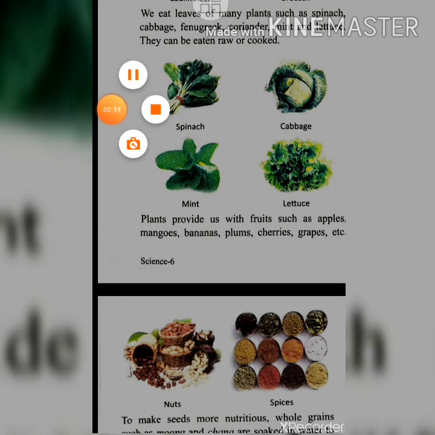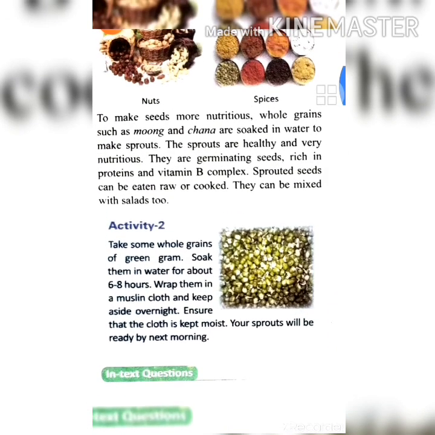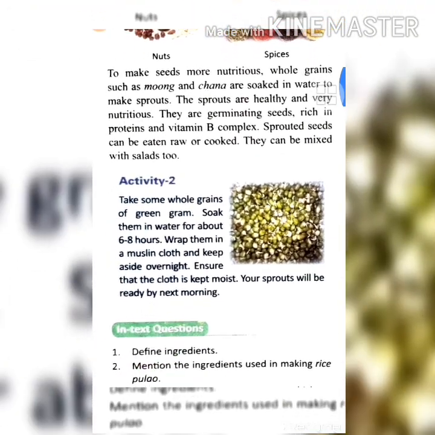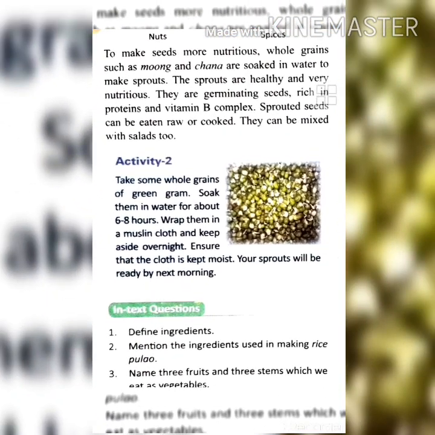Let's move on to the next section of the chapter, and here you can see a new term is given for you all, that is sprouts. Now what are these sprouts? Let's see what they have given in the book. To make seeds more nutritious, whole grains such as mung, chana are soaked in water to make sprouts. These sprouts are healthy and very nutritious.